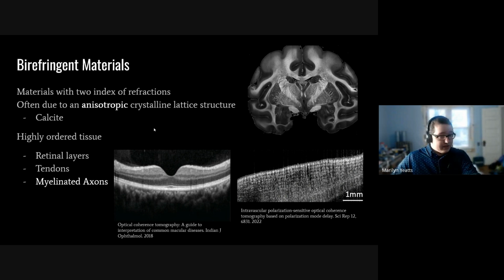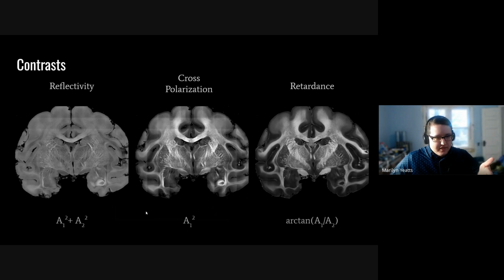But continuing. So that's the basics of birefringent materials, and that's the basis for what we're actually imaging to get our contrasts in PS-OCT. So this is what my images actually look like. This is an example image. These are three of the four main contrasts that I typically produce from my data. There are more contrasts that can be produced, but at this time, this is what we're doing in our lab. That's what we've got going in our pipeline.